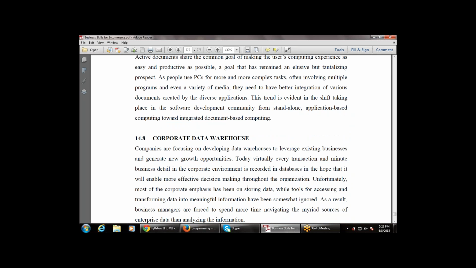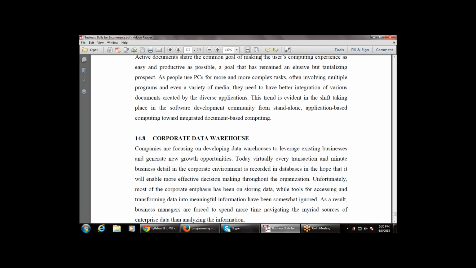So we are finished with various types of documents. Now next is the corporate data warehouse. That is the next part. What is a data warehouse? A warehouse where we can store the data. But when we talk about the corporate data warehouse, that is the warehouse in which the corporate data, or the company's data, will be stored.